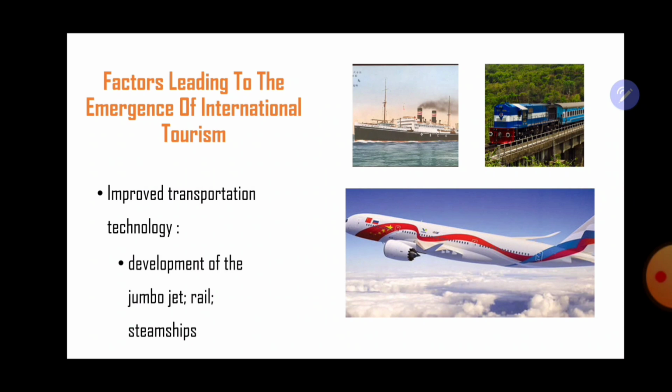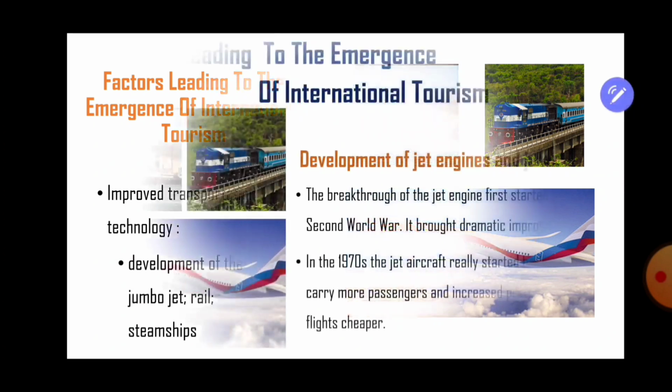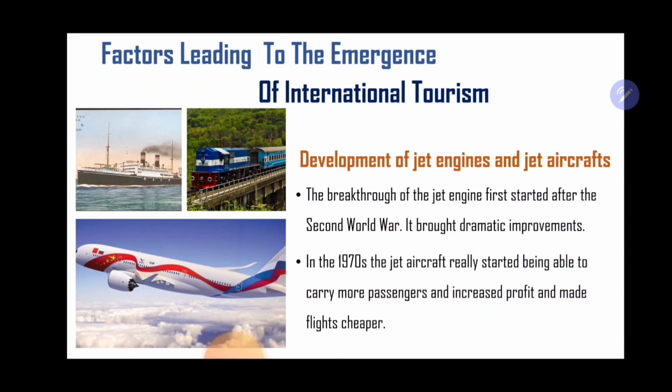Our next factor that we're looking at is improved transportation technology, and we're going to look at the development of the jumbo jets and rails, right? The breakthrough of the jet engine first started after the Second World War. It brought dramatic improvements. In the 1970s, the jet aircraft really started being able to carry more passengers and increase profit and made flights cheaper.